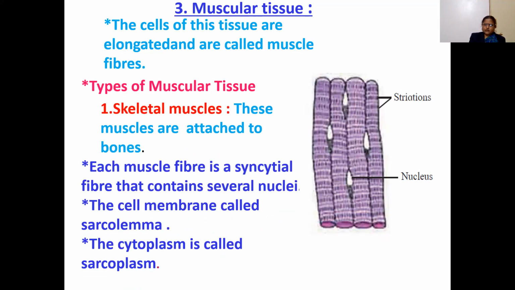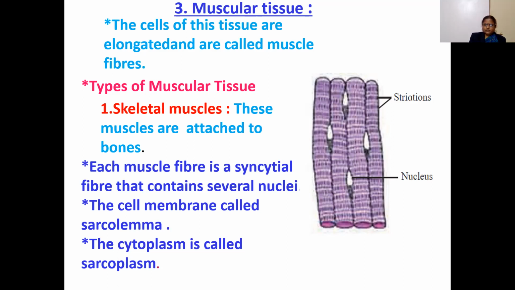They are also known as striated muscles because they show striations, dark and light bands. Each muscle fiber or cell is syncytial, that is, it contains several nuclei. The cell membrane is known as sarcolemma. These are covered by a sarcolemma. Cytoplasm is known as sarcoplasm. Remember, observe the diagram.